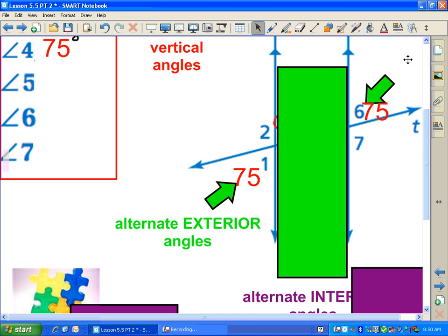All right, there we go. Slide that up, slide that up. Angle 1, angle 6 are alternate exterior angles on the outside of my parallel lines, and they are congruent.